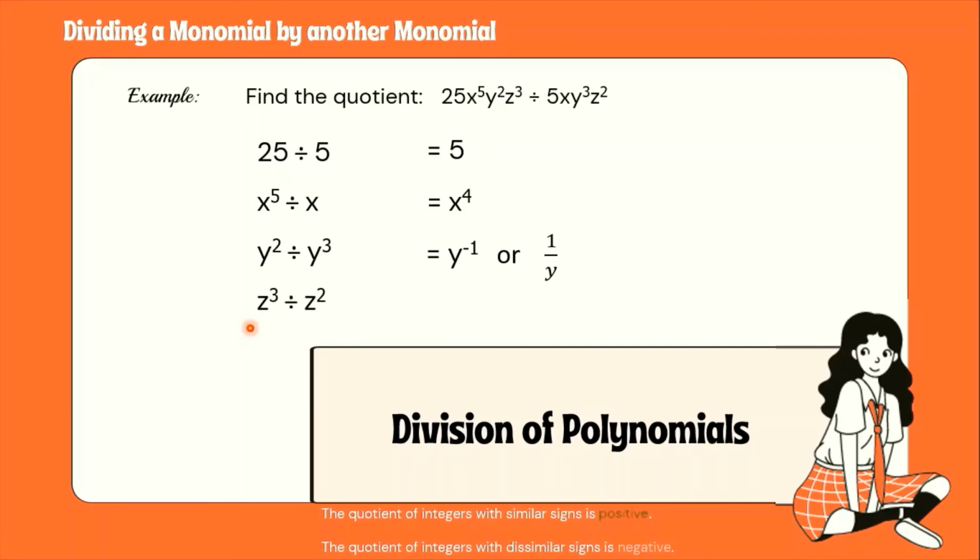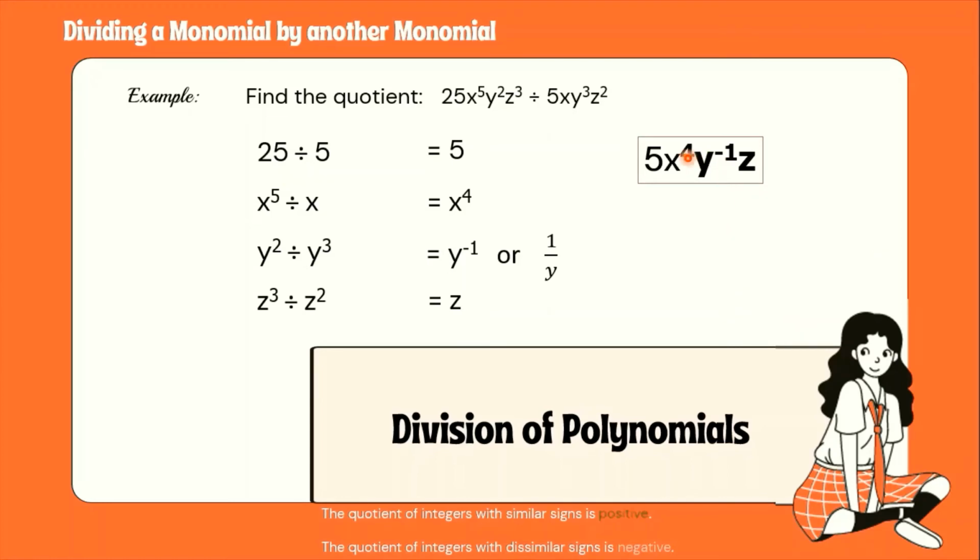Next, we have z cubed from this monomial divided by z squared from this monomial. So, ang ating magiging sagot ay magiging z raised to the power of 1. 3 minus 2 is 1. Or simply, z. Dahil kapag ang ating exponent naman ay positive 1, no need na natin siyang isulat. Let's combine them all together. Ang magiging sagot natin dito ay 5x raised to the power of 4, y raised to the power of negative 1, z. Itong z ay may positive 1 na invisible.